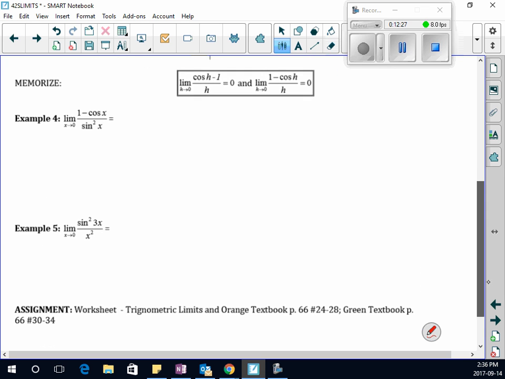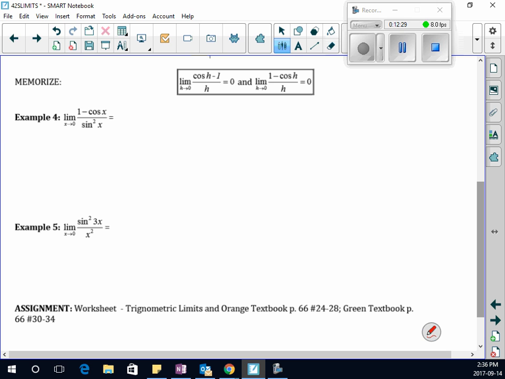So there's lots of stuff you have to memorize. There is no formula sheet. You have to have everything memorized. There's none.